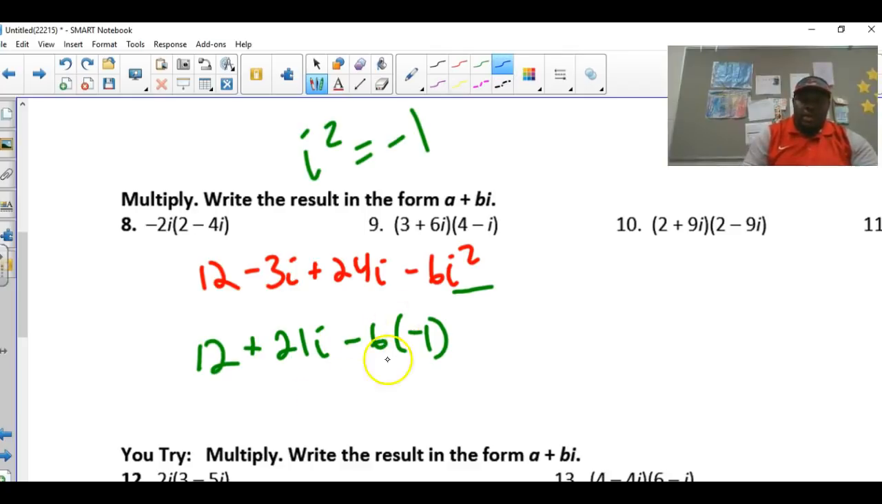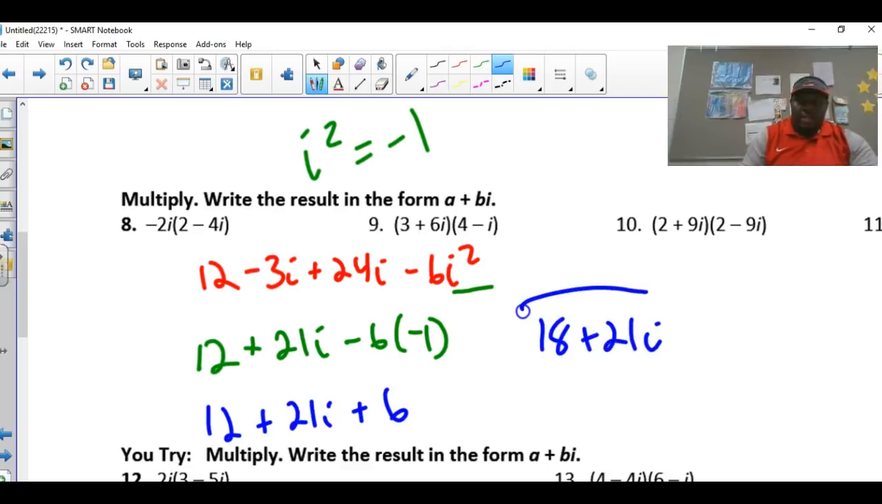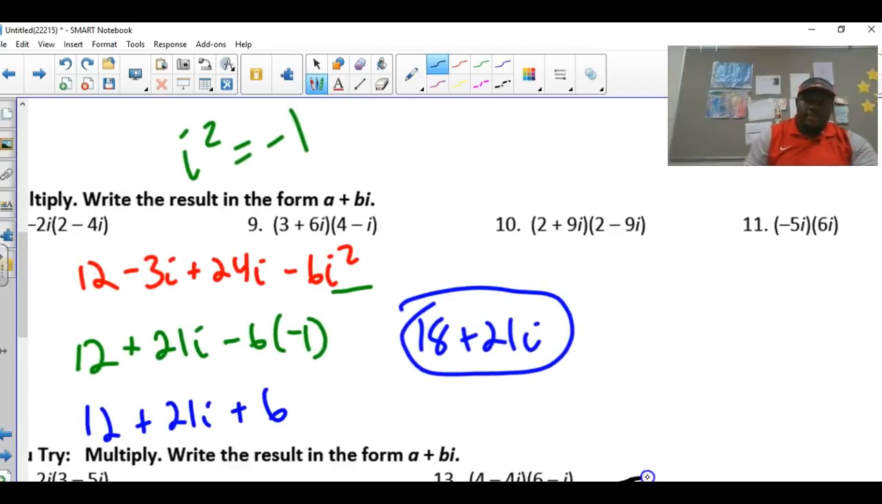Now, go ahead and multiply that. That gives you positive 6. So it's 12 plus 21i. Negative 6 times negative 1 is positive 6. And lastly, 12 plus 6. These are like terms. So 12 plus 6 is 18 plus 21i. This is standard form. All right, that's standard form.